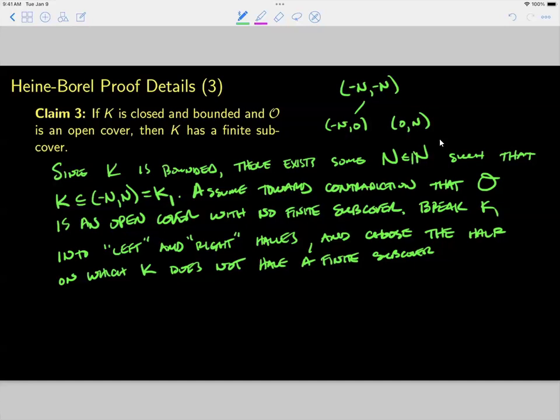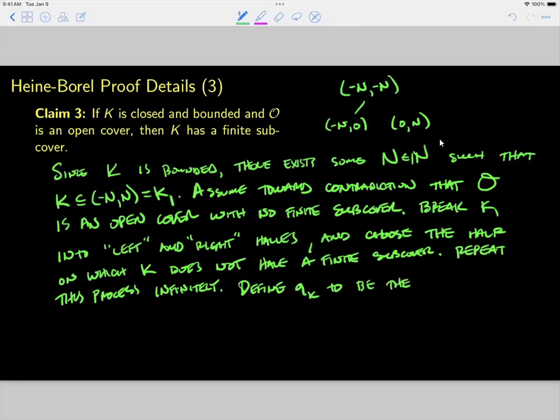Now we're going to repeat this process infinitely, and we're going to define a sub k to be the left endpoint of K sub k.